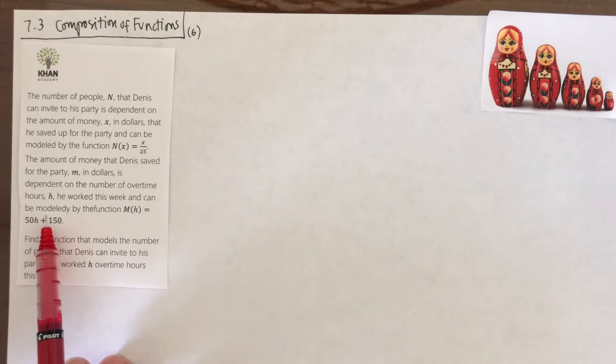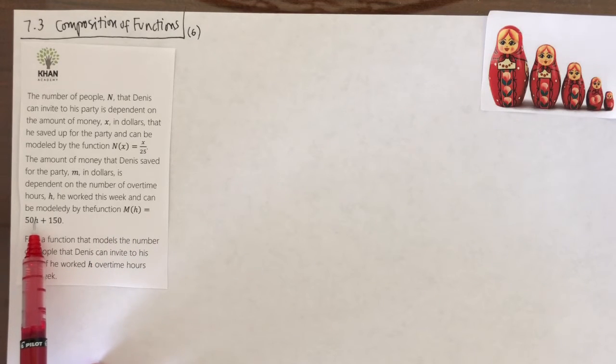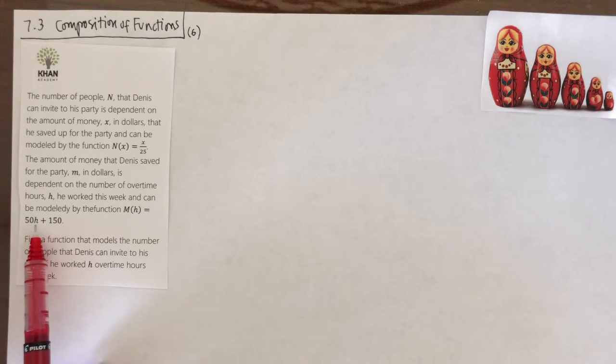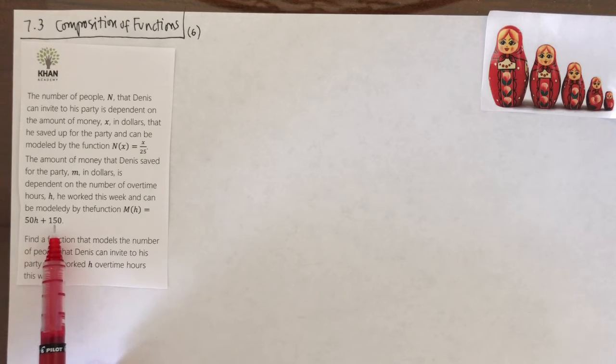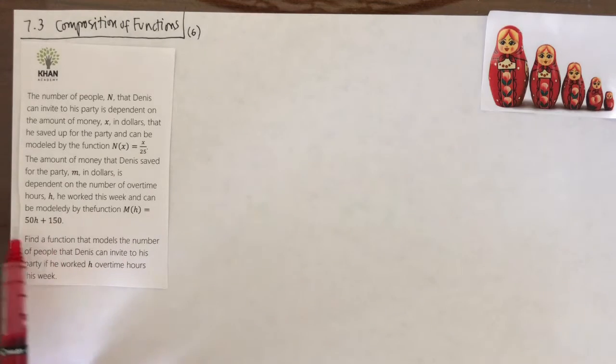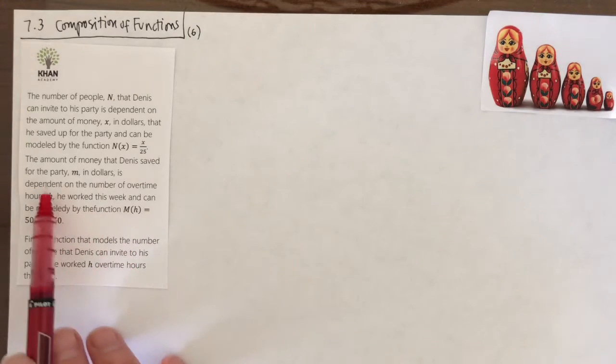So this is the amount of money that he earns dependent on overtime hours. So if he worked 1 overtime hour, he has made $200. If he works 2 overtime hours, he's got $250. So that function gives us the amount of money he's saved for the party.